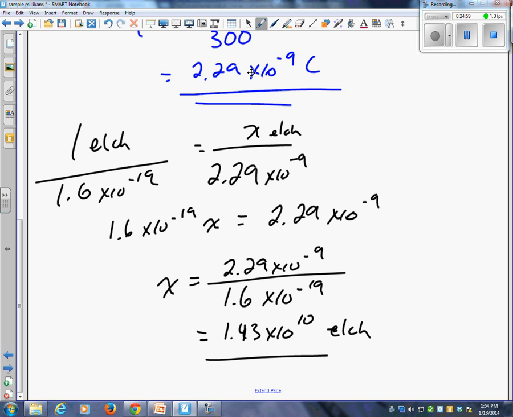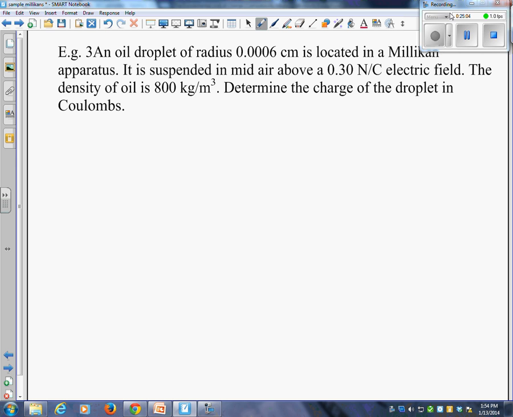Okay, so that would be a 3-mark question. Let's do the Big Daddy one. Here's where I'm going to simulate the degree of difficulty by putting that density and volume thing in. Again, legal disclaimer, I know that Millikan didn't do this. It's just there to expand the question, make it a little more challenging for you, and give you an appreciation of the steps required. Okay, so an oil droplet of radius 0.0006 centimeters is located in a Millikan apparatus. It is suspended in midair above a 0.3 Newton per Coulomb electric field, and the density of oil is 800 kilograms per cubic meter. Determine the charge of the droplet in coulombs.